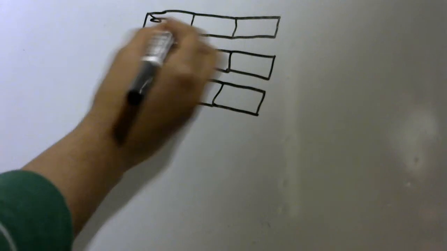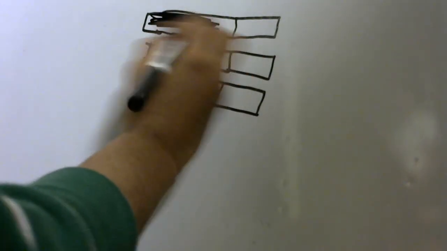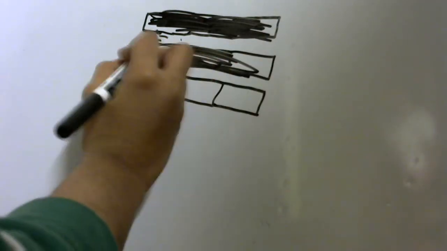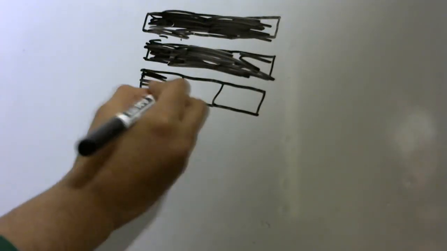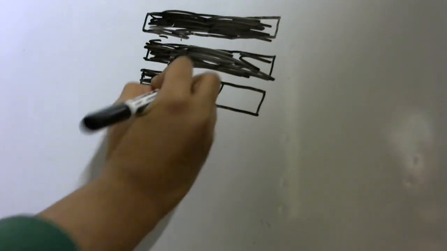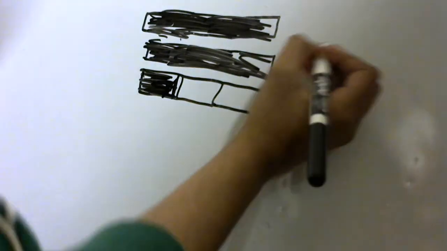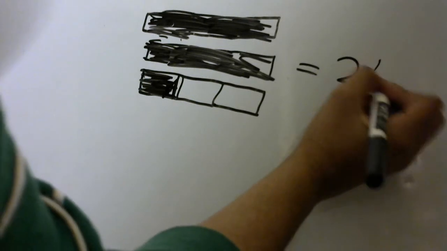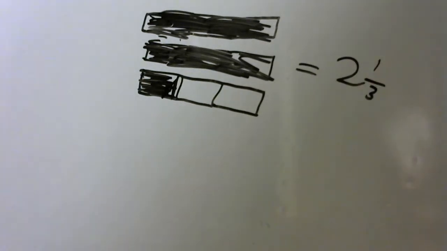So right now, I'm going to fill up two shapes wholly. Two shapes in whole. This is equal to 2 and 1 by 3. So how is it equal to 2 and 1 by 3? It's because there are two shapes that are fully whole.